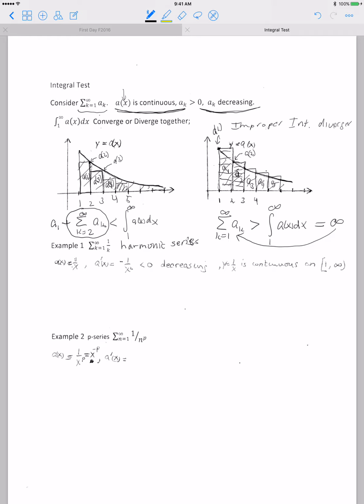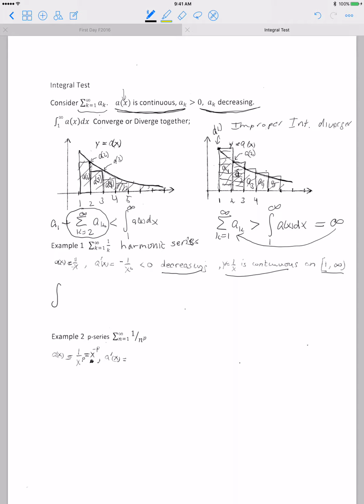So my function is 1 over x. If I take the derivative of the function, it's negative. So that tells me that a of x is decreasing. Of course, it's pretty obvious that a of x is decreasing. And 1 over x is a continuous function on 1 to infinity. We're not including the vertical asymptote at 0, so it's a nice continuous function. So it meets the hypothesis for applying the integral test.